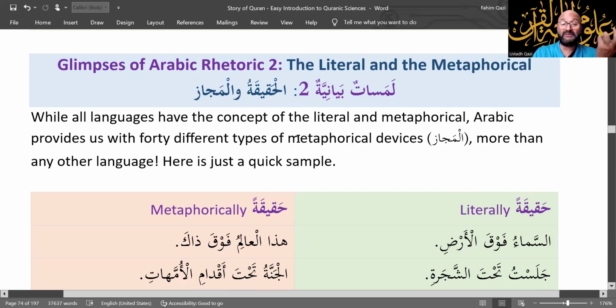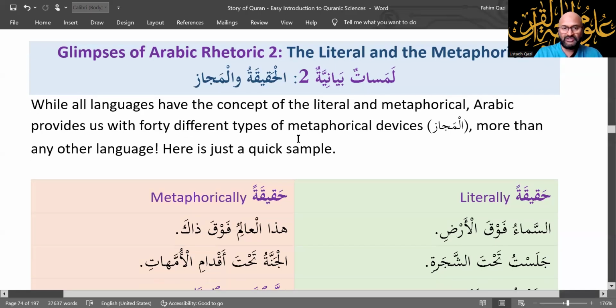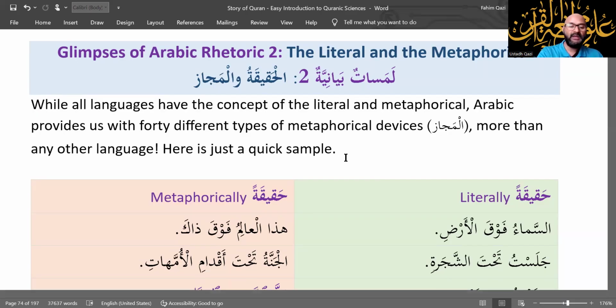The 40 are the ones that I have been able to find after studying this language for a long time. I'm sure there might be even more out there that I'm not aware of, because remember what Al-Imam al-Shafi'i said, لا يحيط باللغة إلا نبي. Only a prophet of God can truly know everything about a language. So it's a journey. In the future, if I find more, I'll add more, inshallah, in my textbook.